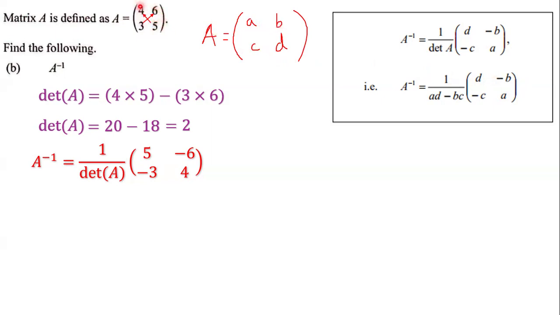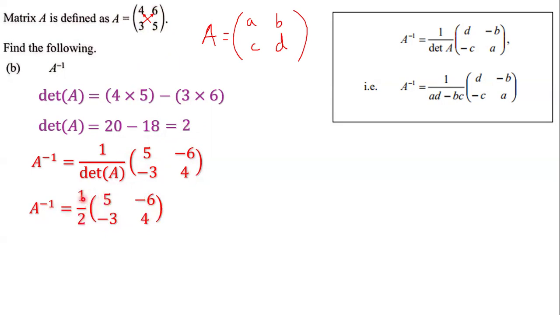So if we go here in this matrix, we have to switch 4 and 5, which we did. 5 is here, 4 is here. And then we negate the 3, which we did, and negate the 6, which we did. And so this matrix is good. Now we have to multiply this matrix by 1 over the determinant of A. And we know that the determinant of A is 2, which we found out here. So A inverse is equal to 1 over 2 multiplied by this matrix.